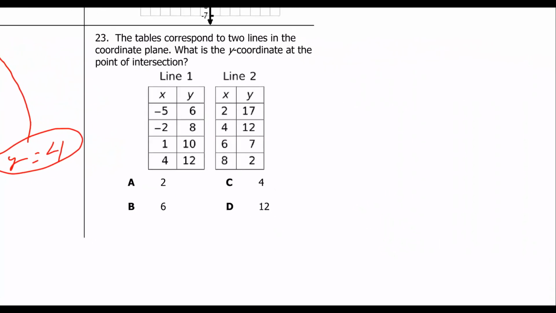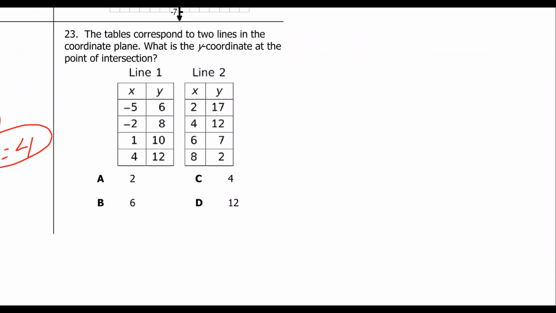Okay? The tables correspond to two lines in the coordinate plane. What is the y coordinate at the point of intersection? Okay, now this one is just so difficult. I don't know if y'all can do it. 412. Y coordinate. Ooh, that's so hard. Toughest problem ever. Y coordinate is 12.